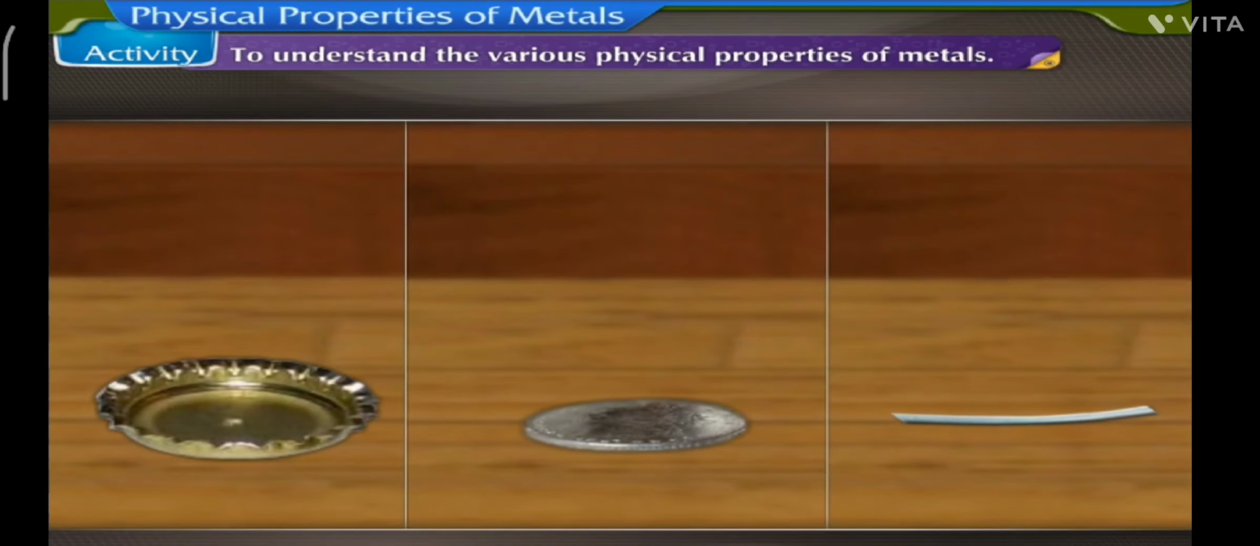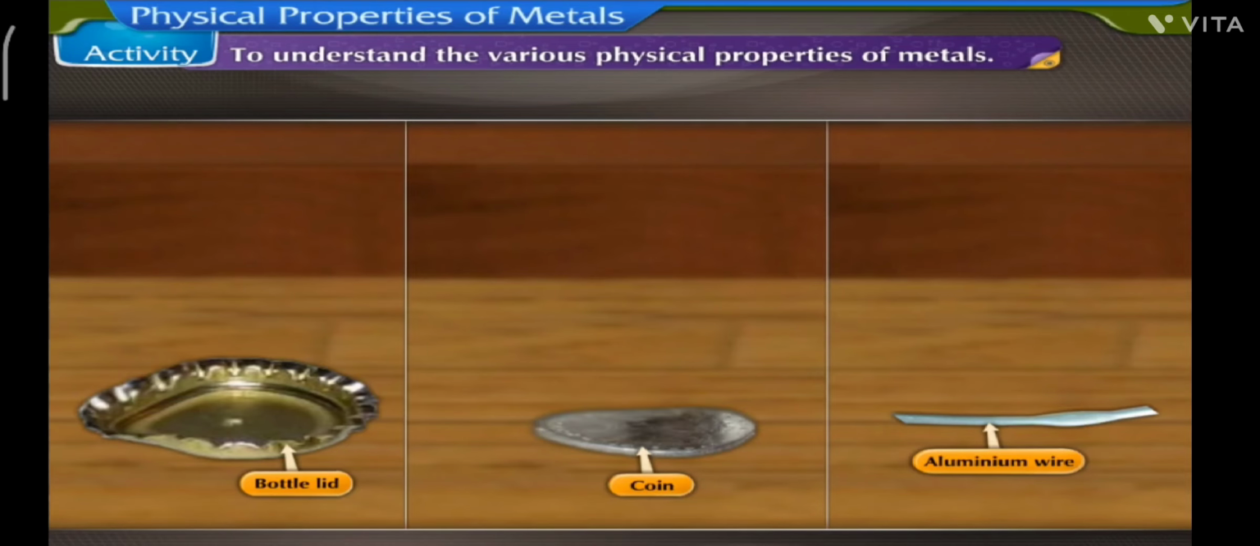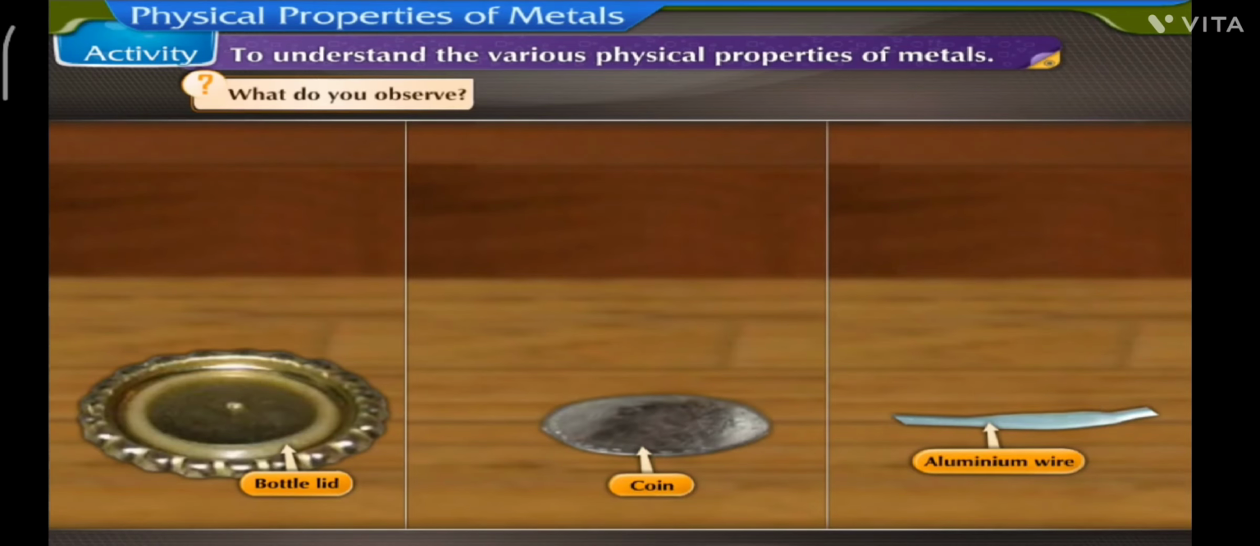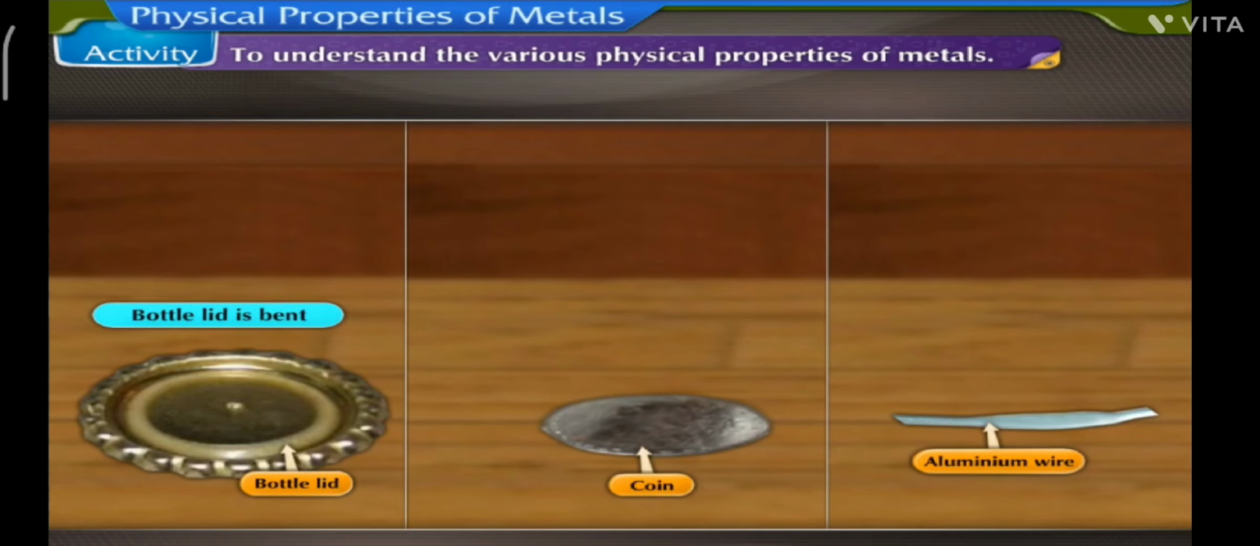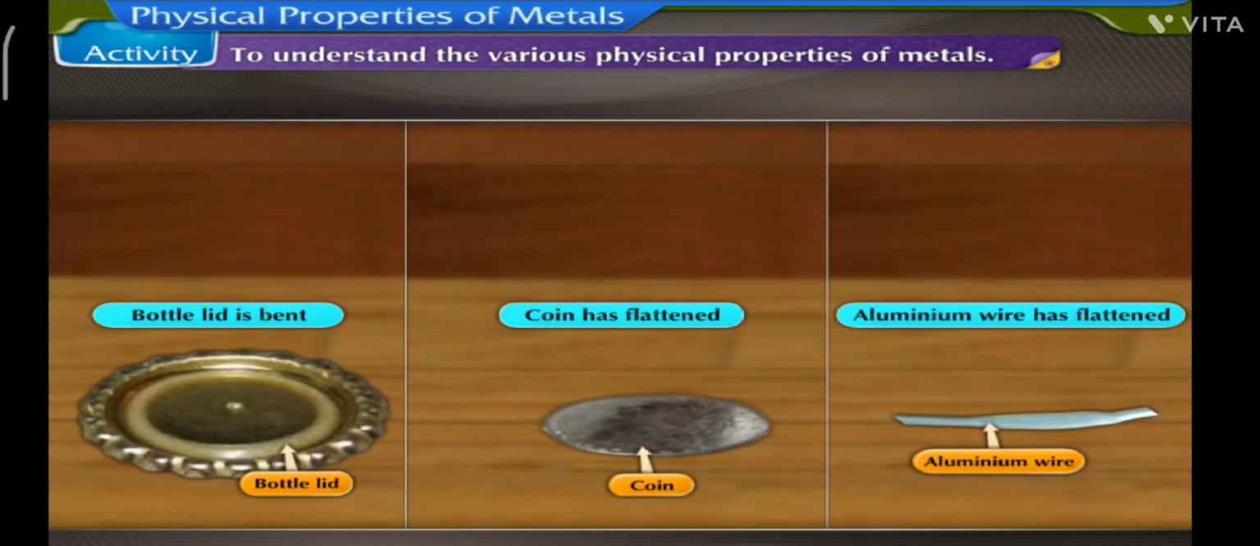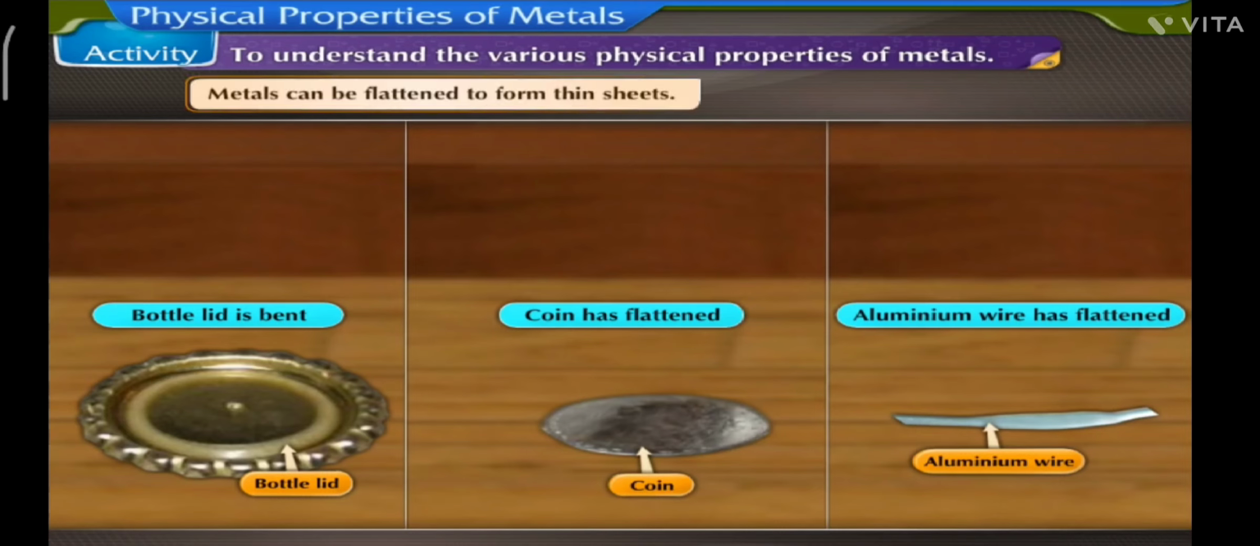Take three objects like a bottle lid, a coin, and a thick aluminium wire. Strike them with a hammer several times. What do you observe? Do any of the objects break or get deformed? Well, the bottle lid is bent. The coin and the aluminium wire have flattened. But none of these objects are broken. This leads us to infer that metals can be flattened to form thin sheets. This property of metals is called malleability.